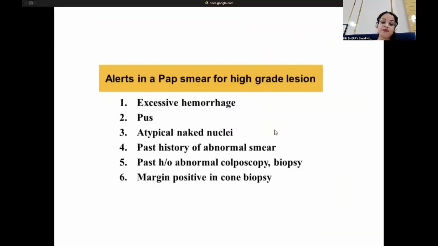So, alerts in a pap smear for a high-grade lesion are excess hemorrhage, pus, atypical-looking naked nuclei, any past history of abnormal smear, past history of abnormal colposcopy or biopsy, or positive margins in a cone biopsy. These are the things you should look at before taking a pap smear. That's why we take the history of hormones, abnormal smear, colposcopy and USG findings, so that we can correlate with the symptoms, the PV findings, as well as the radiological findings. Next slide, please.